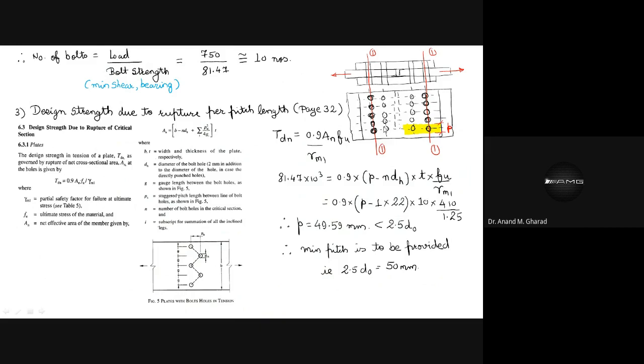But will it be good if I make use of a single line bolting system? What will be the disadvantage? What do you think? What may be the disadvantage if I arrange these bolts like this, and we have assumed the pitch distance to be 2.5 times the diameter of the bolt? That means 50 mm center to center distance I am using, and I am arranging the bolts in single line, 10 number of bolts. What do you think may be the disadvantage? Yes, anyone?